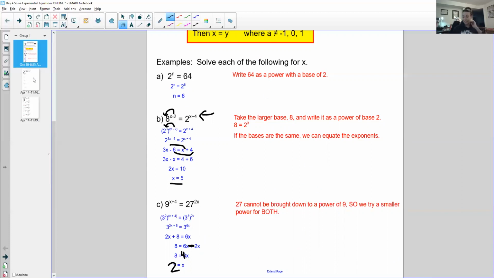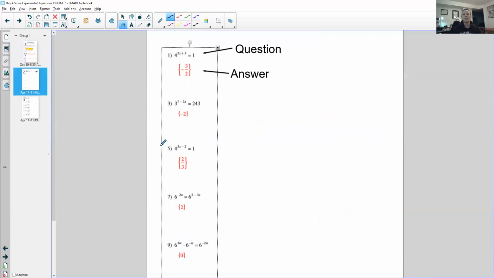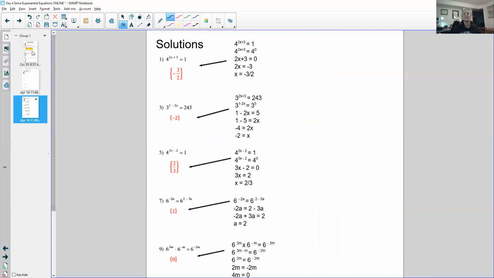There are no textbook section questions for this section. So on the next slide in the PDF, you've got 5 questions that I want you to work on. The answers are in red below. And if you are struggling and need the solutions, I've put solutions on the slide after.